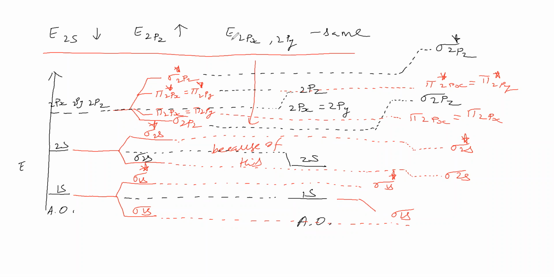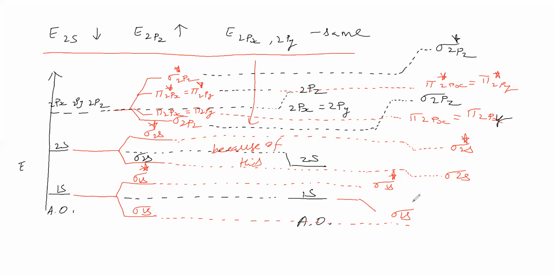Because of this interaction, 2s and 2pz interacting, the molecular orbital energies are like this. Now the order: least energy is sigma 1s, next higher sigma star 1s, next sigma 2s, next sigma star 2s, next higher pi 2px equal to pi 2py, next higher sigma 2pz, next pi star, next sigma star.